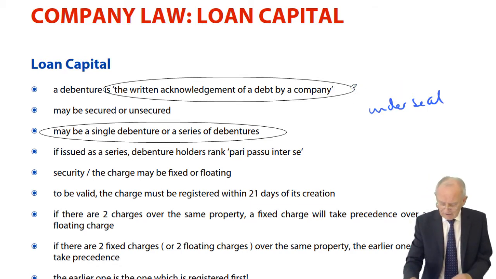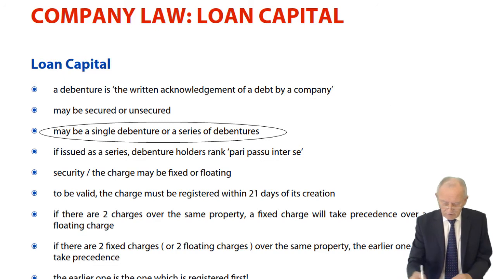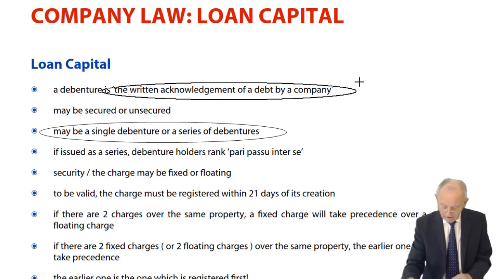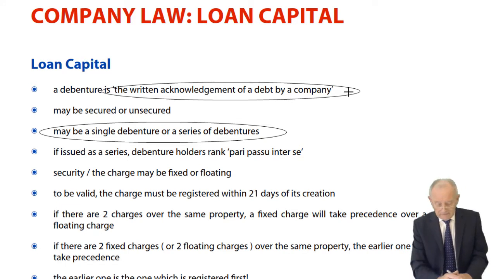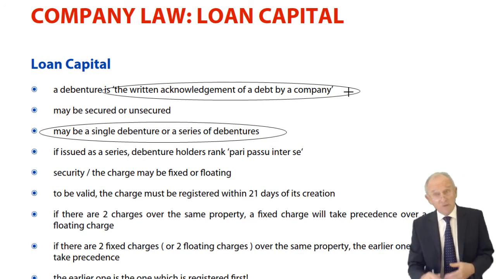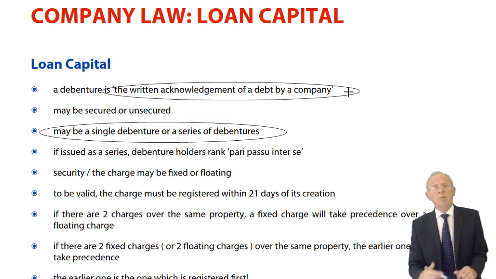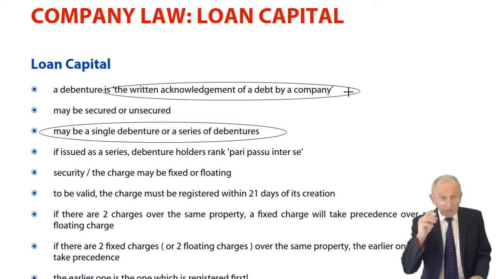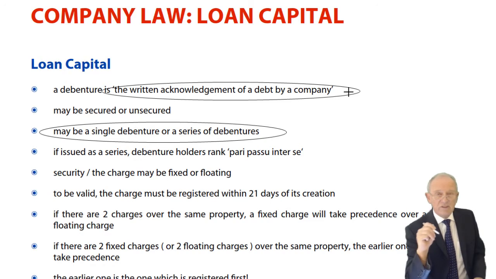So usually under seal is now no longer a requirement, but we still do have this written acknowledgement of a debt by a company. It may be secure, it may be unsecured. I've already gone through that, and we will talk more about it. Maybe a single debenture, ask the bank, or maybe a series, inviting the public to send in their multiples of £100. But in that situation, we need to keep a record of who are the people that have lent us money. The bank's not a problem, is it?